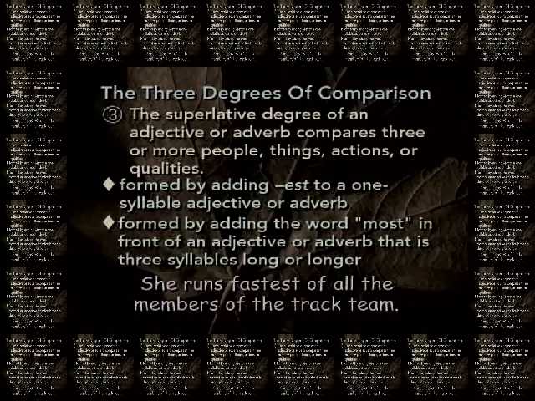She runs fastest of all the members of the track team. It seems obvious that there are more than 2 members of the track team, and therefore we want the superlative degree of the adverb. Starting with a 1-syllable adverb, fast, we turn it into the superlative degree by making it fastest, simply adding the letters est at the end of the 1-syllable adverb.